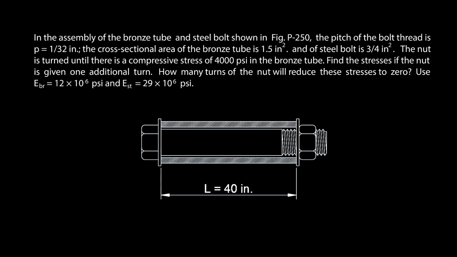How many turns of the nut will reduce these stresses to zero? Use modulus of elasticity of the bronze equals 12 times 10 to the 6 psi, and modulus of elasticity of the steel equals 29 times 10 to the 6 psi.